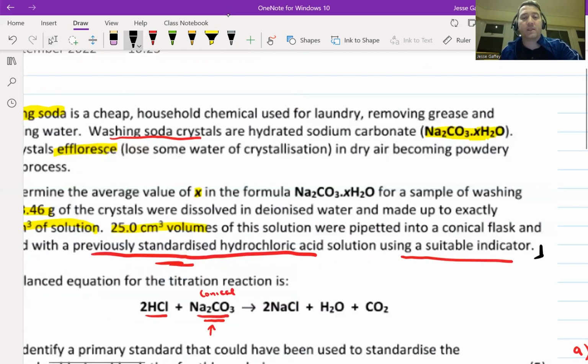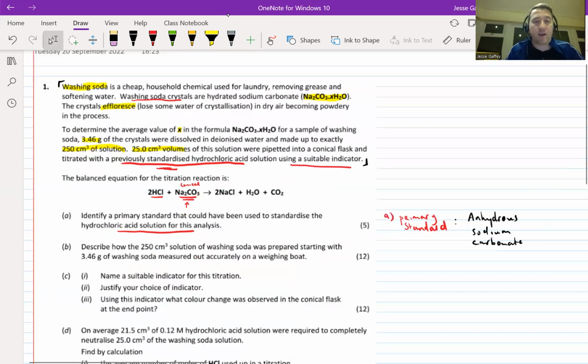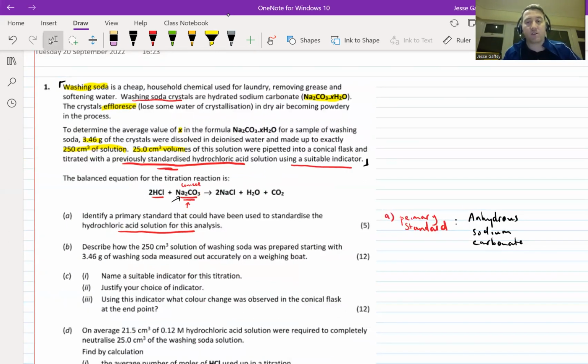All right, so it might have seemed like a trick question because this one was about Na2CO3, but this is the washing soda crystals. It's the same chemical, but this is the hydrated form. So we can't use this to standardize. We have to use the anhydrous version.